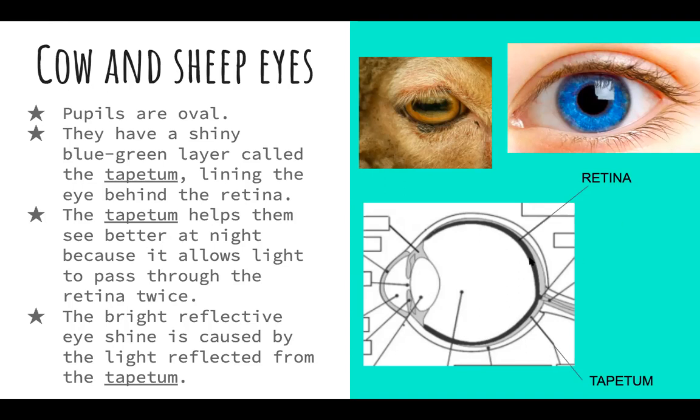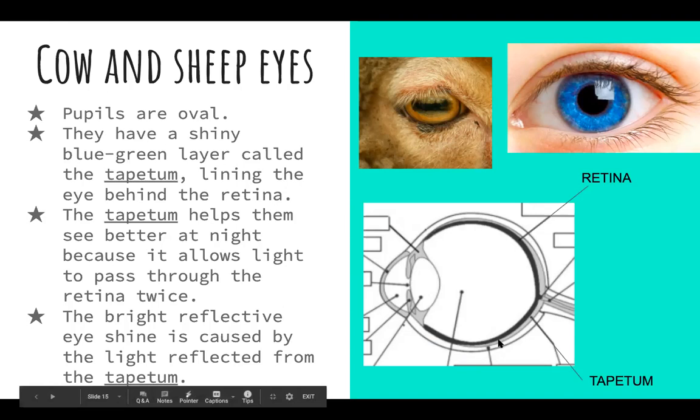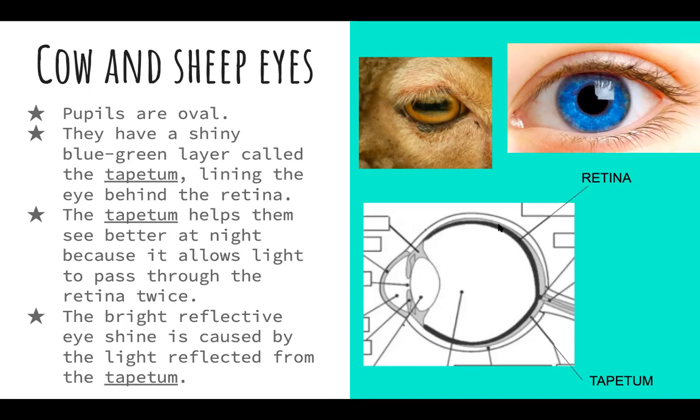If we remember that our retina, in this case, I had to find a different image, is this black part of the eye right in here. That's your retina. And then this thin layer, which you'll see in the eye dissection, is a bluish greenish color. This is called the tapetum. The tapetum helps them see better at night because it allows light to pass through the retina twice.